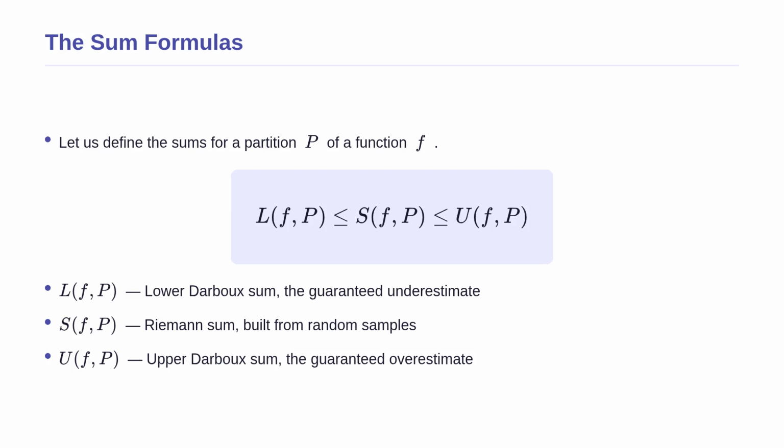This brings us to the core mathematical relationship that connects these two methods. Conceptually, this formula shows that a random sample is always trapped between the worst-case minimum and the best-case maximum. Let us look at the symbols. Capital L represents the lower Darboux sum, which is our guaranteed underestimate. Capital S represents the Riemann sum, built from our random tags. Finally, capital U represents the upper Darboux sum, our guaranteed overestimate. If the lower and upper bounds crush together, the Riemann sum in the middle is forced to equal that exact same value.